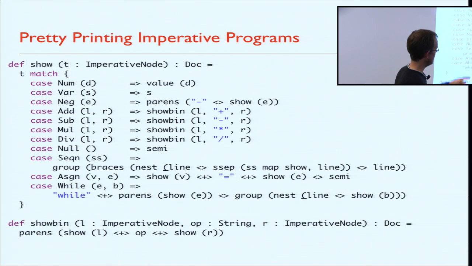Get substituted for space. This line will turn into space. There's another one called line break, which turns into nothing. So there's many combinators for this, but this one turns into space.